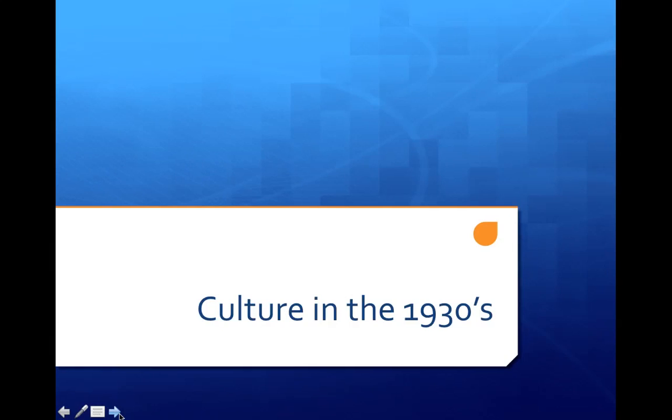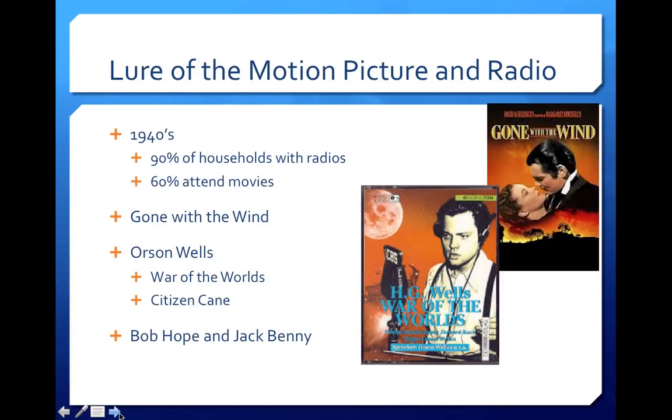All right, culture in the 1930s. The lure of motion pictures and radios. When we look at motion pictures, in the 1930s, nearly 65% of the population attended movies at least once a week. Meanwhile, by 1940, 90% of all households had radios.